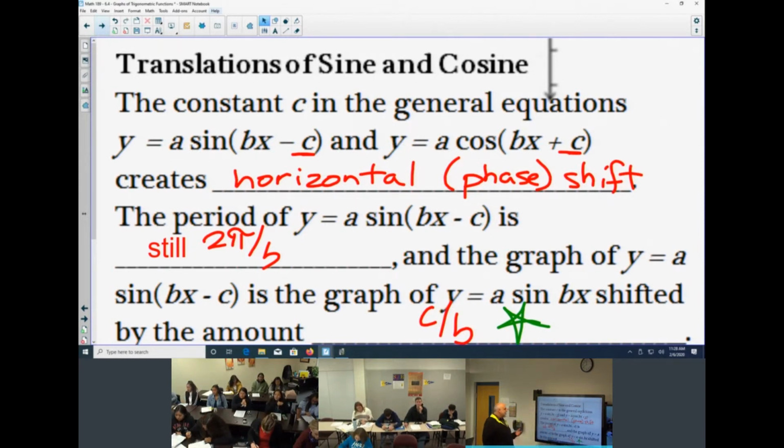Now, how much is the shift? Well, the period is still 2 pi divided by b, but the phase shift is in the amount of c divided by b. I put a little star there because that's what you really need to know the most from all of this: that's how you get the phase shift, c divided by b. Okay?